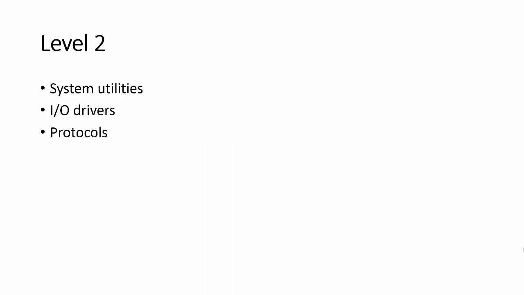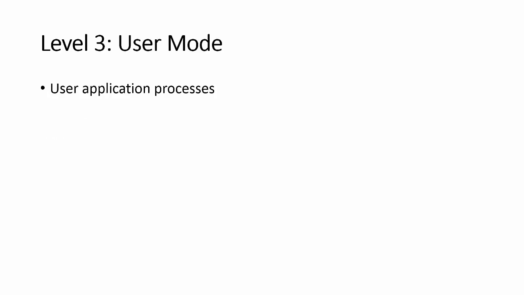Level 2 is an even less important part of your operating system, and it contains things such as system utilities, input-output drivers, and protocols that allow you to communicate in a network setting. Finally, level 3 is called user mode because it's something on top of pretty much the operating system. That's where the applications you install as a user are residing in terms of the architecture.